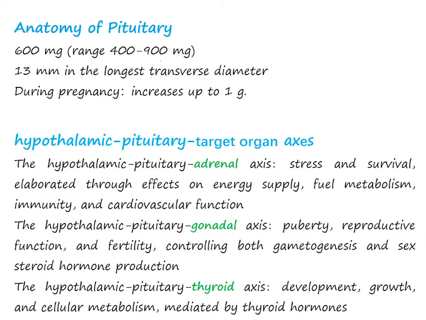Pituitary. The adult pituitary weighs approximately 600 milligrams and measures approximately 30 millimeters in the longest transverse diameter. During pregnancy, the pituitary weight increases up to 1 gram. There are three hypothalamic pituitary target organ axes.